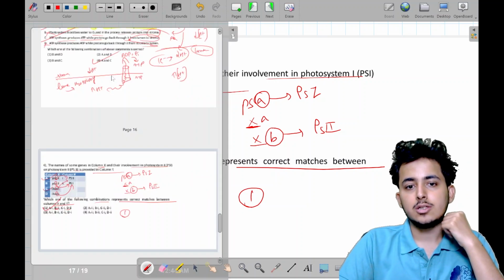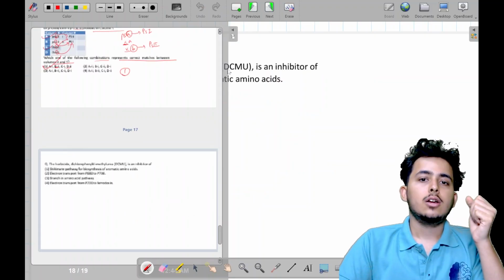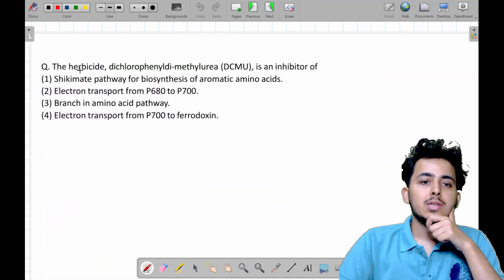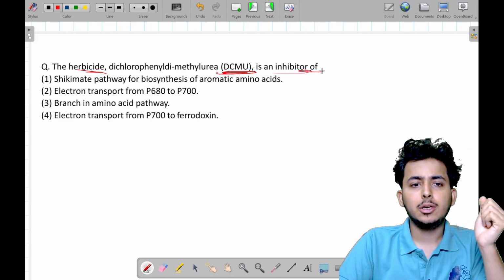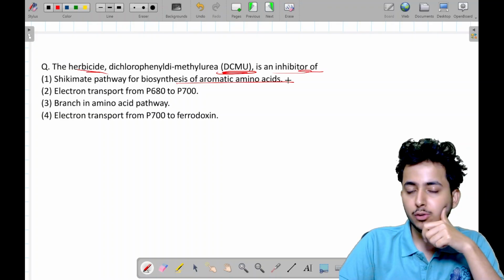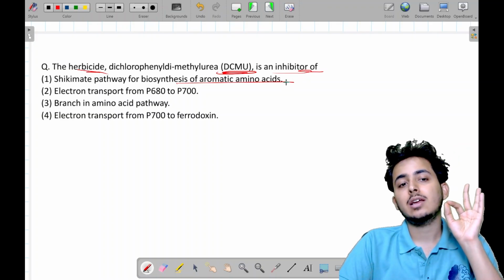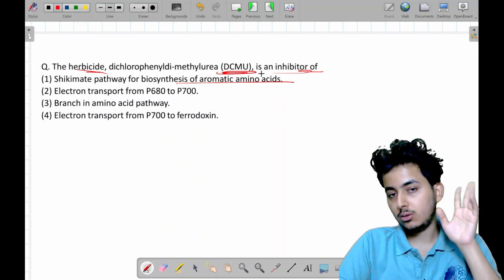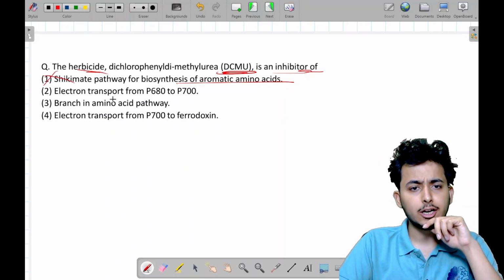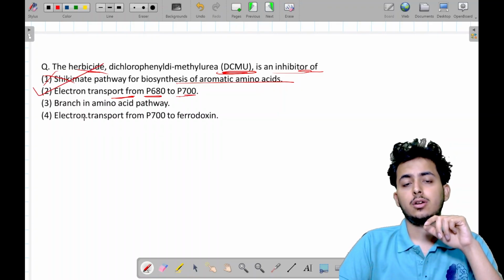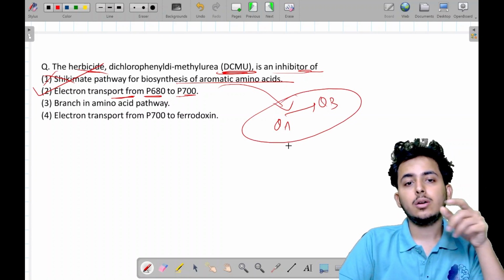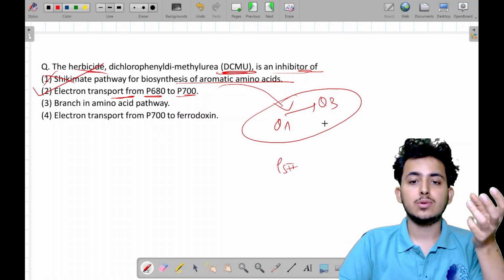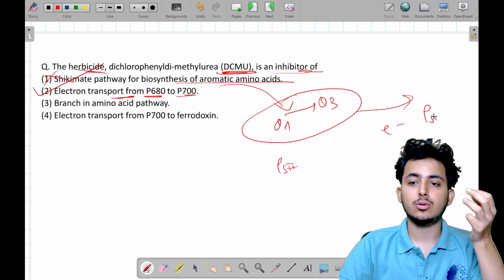That is how you can solve all these kinds of questions. One more question, on the inhibitor. The herbicide dichlorophenyl dimethylurea, DCMU, is an inhibitor of the shikimate pathway for biosynthesis of aromatic amino acids. Did I ever take the name of the shikimate pathway? No, this is not it. Electron transport from P680 to P700, absolutely correct. It blocks the transfer from QA to QB in the PS2, and if this transfer is blocked, then electrons will not be transmitted to the PS1.